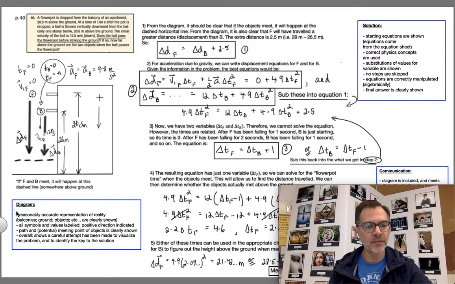So in summary, here's what I'm looking for in a diagram. Reasonably accurate, fully labeled, correct symbols, units, all that stuff. A good attempt to visualize what's going on, if things are moving, showing the path, and so on. This is part of your communication mark, and it's mandatory on a question.